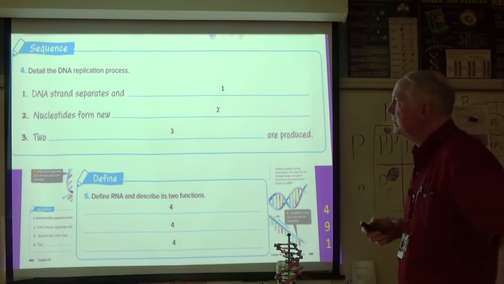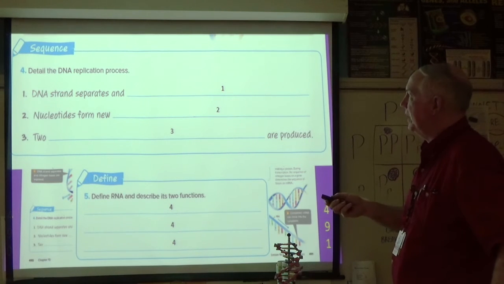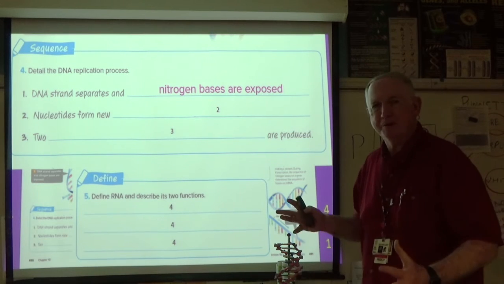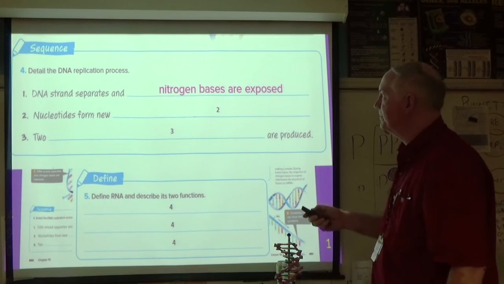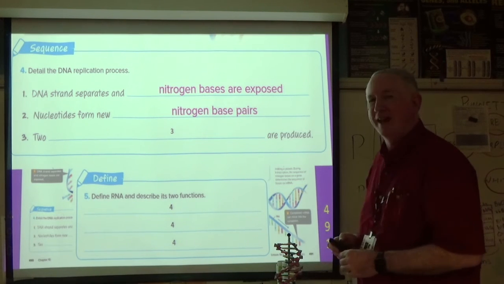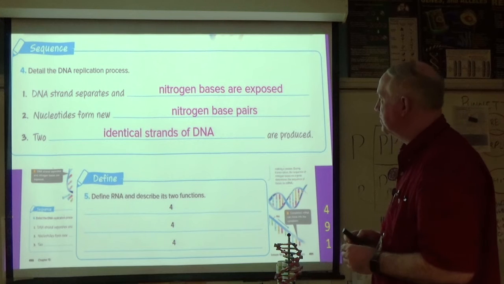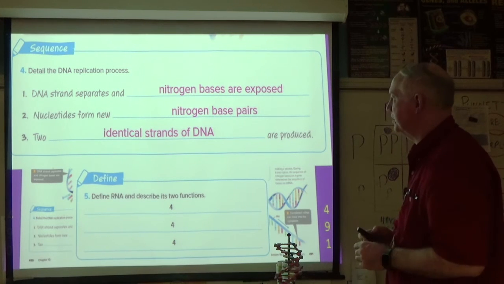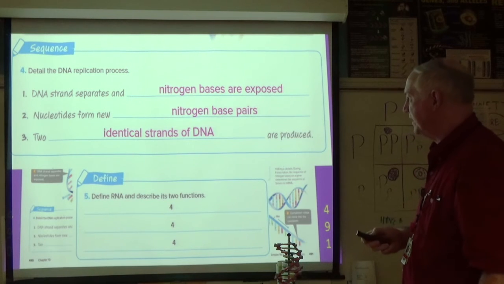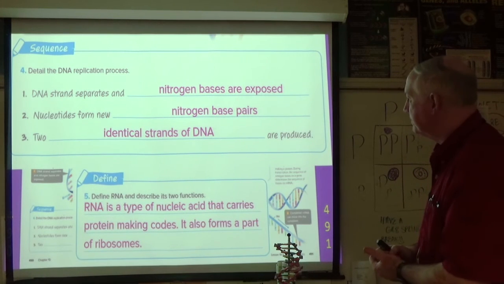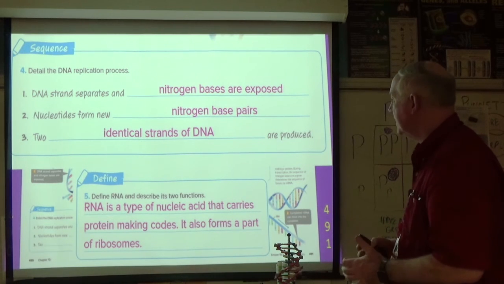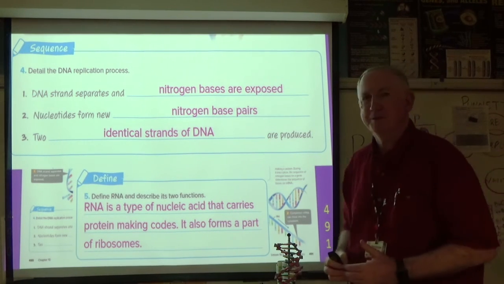Alright, so we looked at this. A DNA strand separates and nitrogen bases are exposed, so the new ones can click on. Nucleotides form new nitrogen base pairs, and the result is 2 identical strands of DNA are produced. Then we get down to the RNA and describe 2 functions. RNA is a type of nucleic acid that carries protein-making codes. It also forms a part of ribosomes.